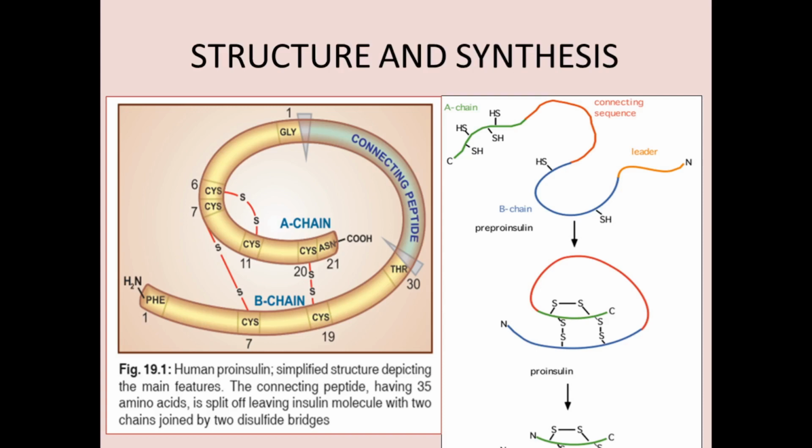Before starting with the structure part, we're going to see some history about insulin. Who discovered insulin? Insulin was discovered by Banting and Best. These are the two scientists who discovered insulin in 1921.